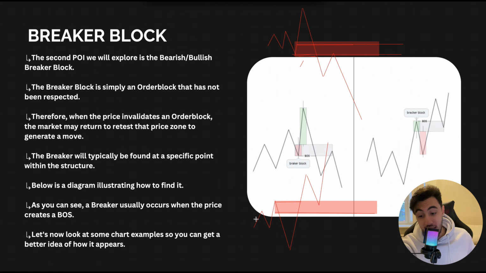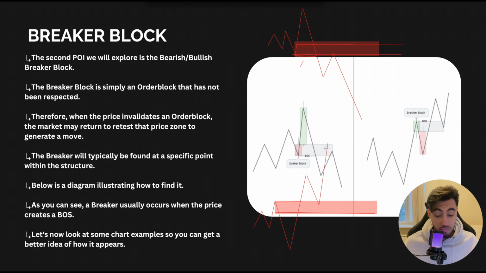The break block will typically be found at a specific point within the structure. And below, you can see this diagram here. The order block: price creates a break of market structure, didn't respect it, and tapped it again.